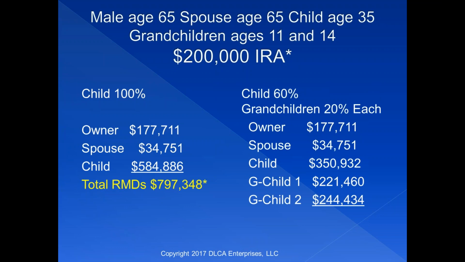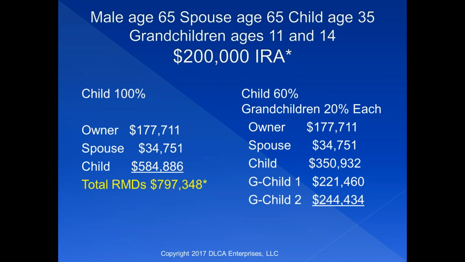Let's change these beneficiaries a little bit. Let's leave that child 60% and give both of those grandchildren 20% each. That's a total of 100%. So the same thing, $177,000 is going to be paid either way to the owner. The spouse is going to get the same. Now, this child's going to get a little bit less because we've included the grandchildren.